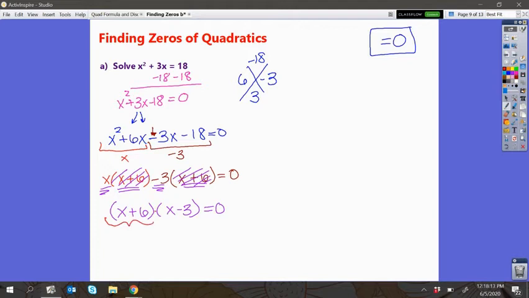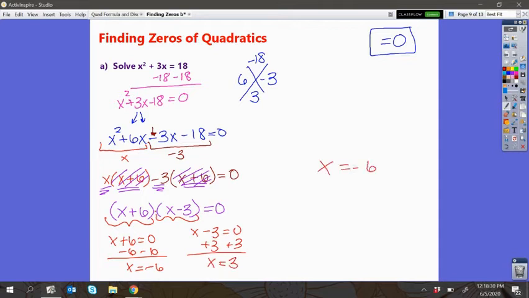0. That means either this piece has to be equal to 0 or this piece has to be equal to 0. And when I solve both of those in very quick one-step equations, I'm going to get two zeros or solutions or roots of x equals -6 and 3.